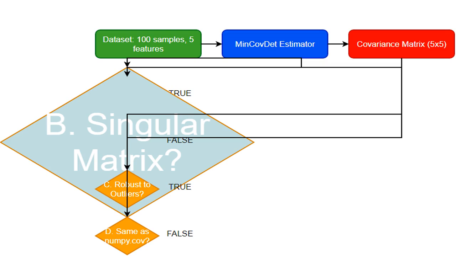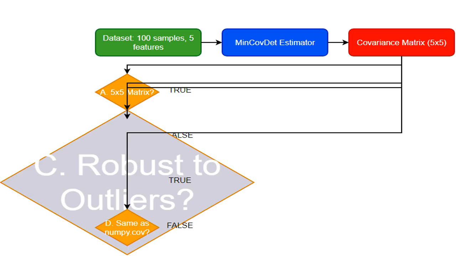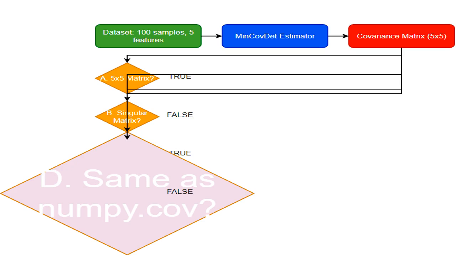MinCovDet avoids this, making it false. Here, I want to know if MinCovDet handles outliers well. Yes, true. That's the whole point of using MinCovDet, to be robust to unusual data points. Lastly, I'm checking if the covariance matrix from MinCovDet is the same as one calculated using NumPy's built-in covariance function. No, false. MinCovDet uses a subset of data and is specifically designed to be different.